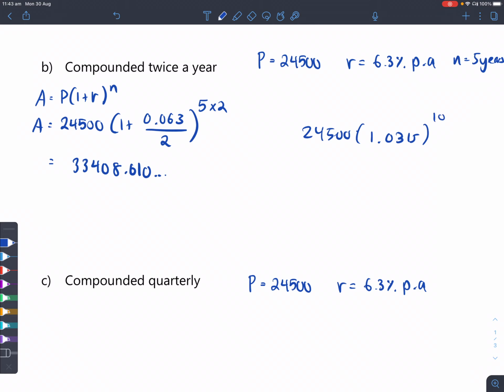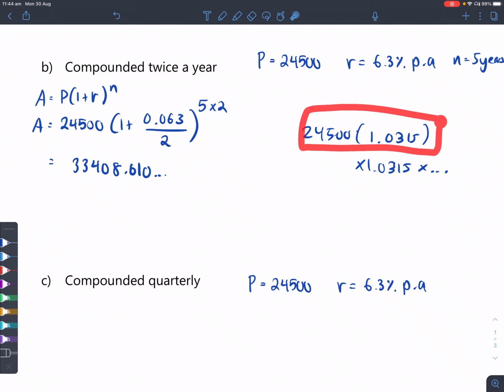So if I was doing it for just 1 year, it would just be power 2. And if it is for just half of a year, it'd be power 1. So if you put it to the power of 10, that means you're multiplying this by 1.0315 10 times, meaning that the principal here would change all the time. So after 6 months, it would change to this value.